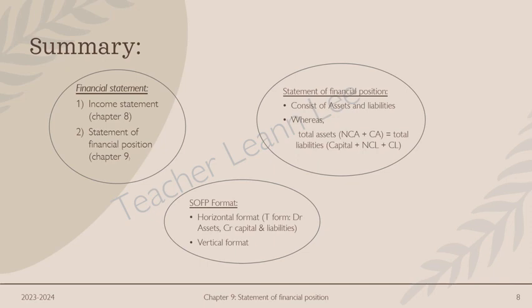The statement of financial position is to check whether you are managing your assets and liabilities well or not, where liability includes capital, the amount initially invested by the owners. The statement of financial position, which we covered in this chapter, consists of assets and liabilities. So total asset must equal total liability, as I showed in your slide number 7 and number 6.